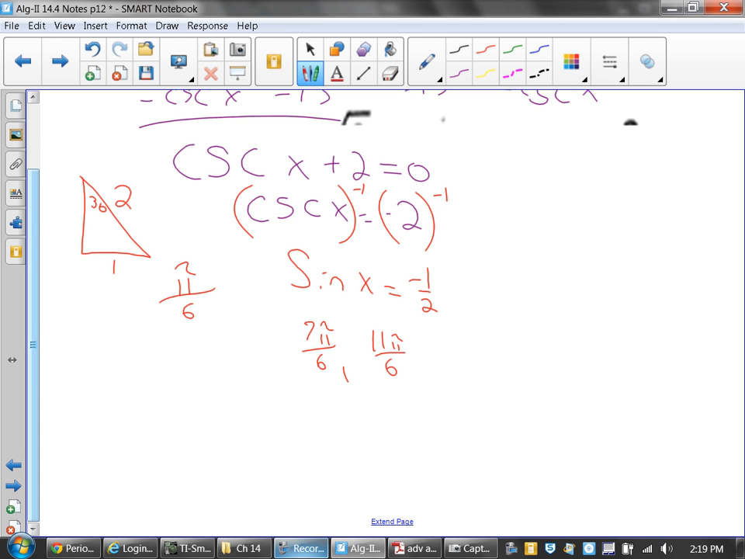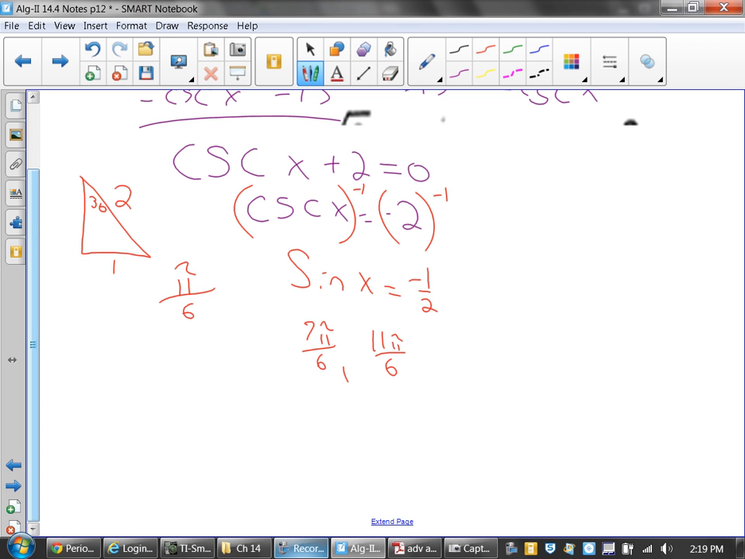If not anything else, when you guys get to pre-calc next year, you're going to be really good at reference angles. Really, really good at them. Which means you're all going to forget them by the time you have to go use them again. So don't forget them. Okay?